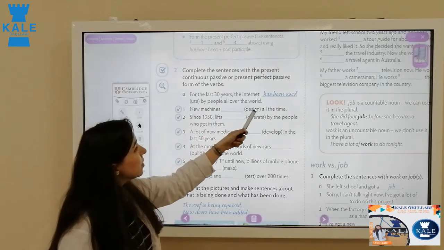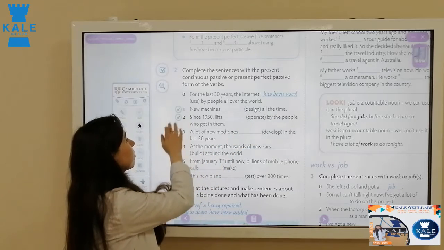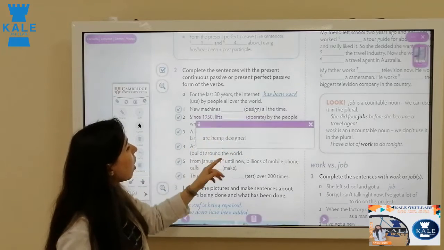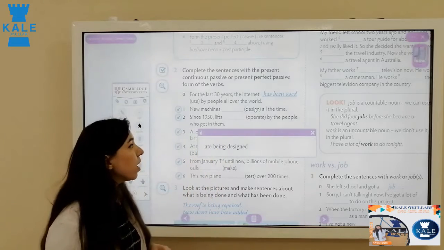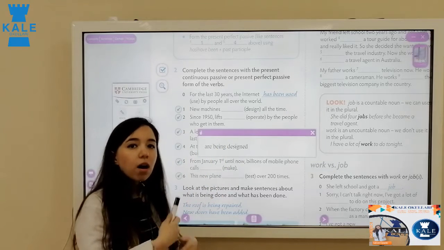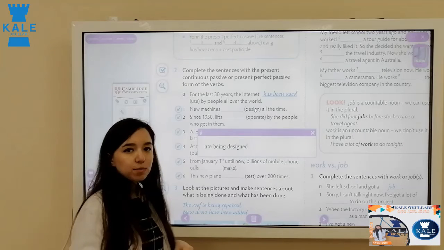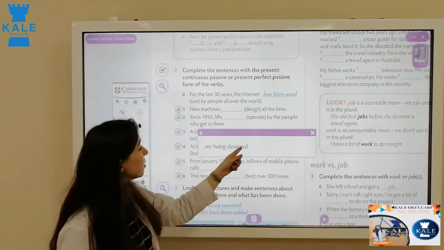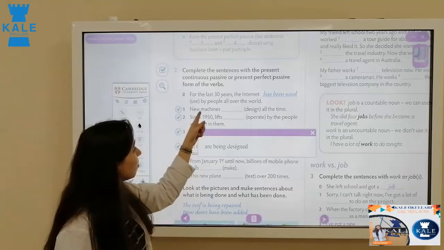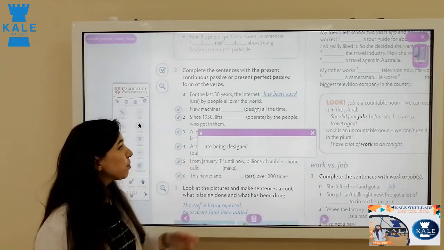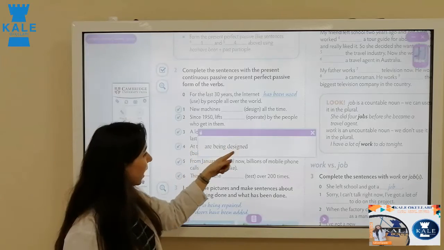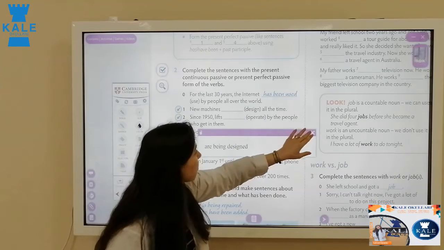New machines are designed all the time. What is the answer here? Are being designed. Here we use present continuous. Why? Because at this moment, all the time, for example, tomorrow at this moment, now at this moment, it's going to be designed, yes? Because of that, here we need to write present continuous passive form: are, being, and past participle.